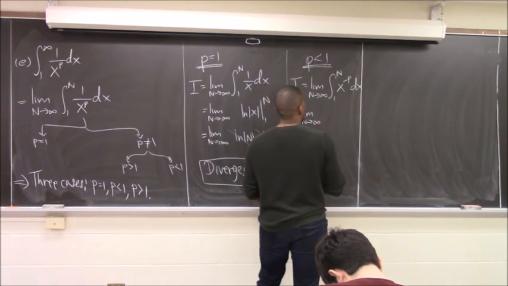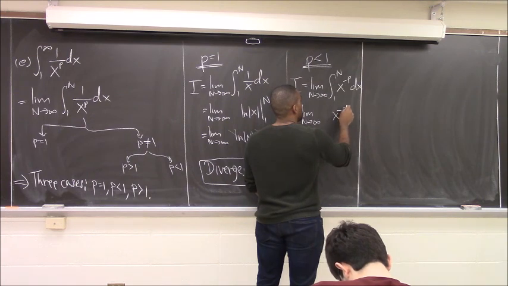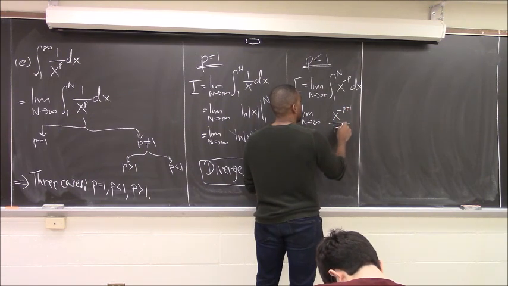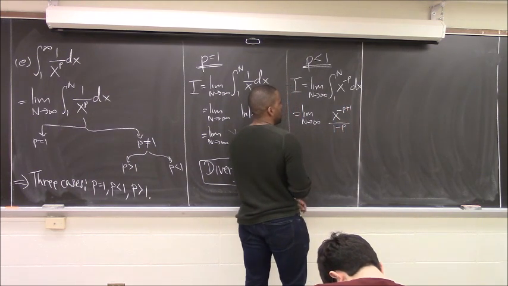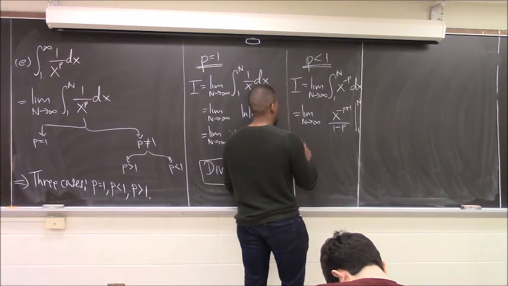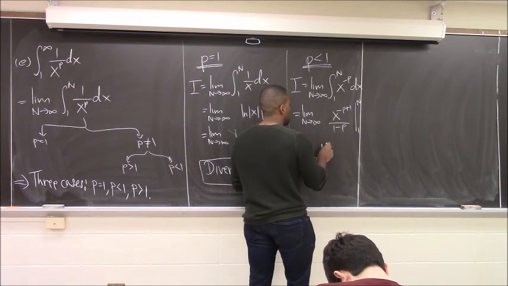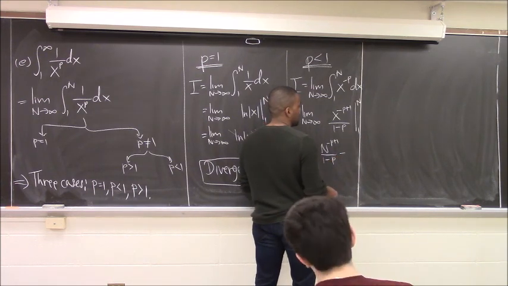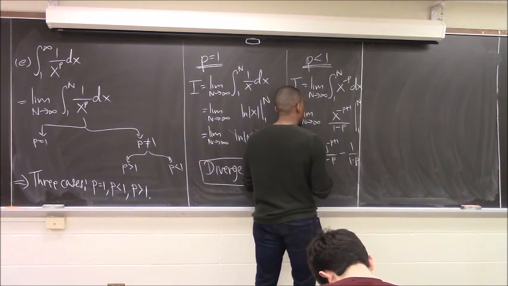And this will give me, well, x to the p plus 1 over add 1 to the power, divide by the new power, plug in 1 and n. I get the limit as n approaches infinity of n to the minus p plus 1 over 1 minus p, minus 1 over 1 minus p.